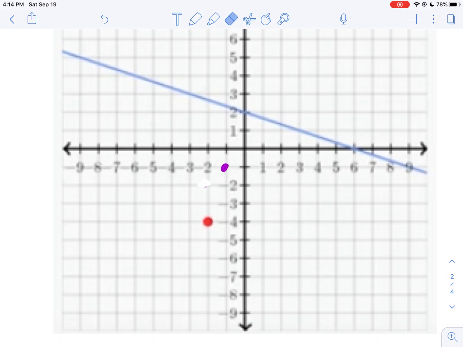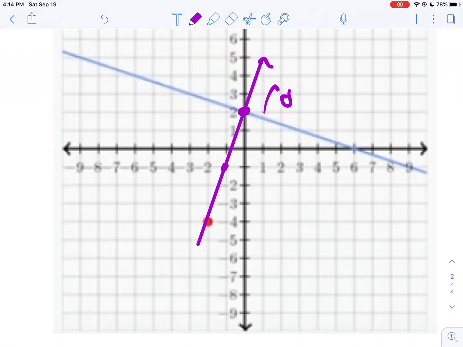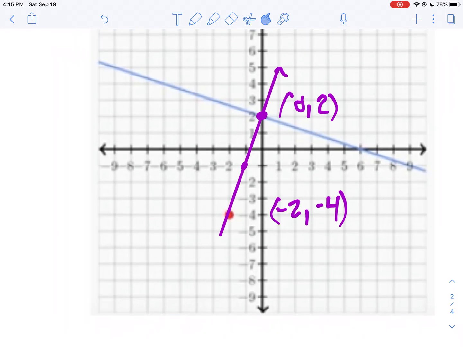Let me erase that point there. Up 1, 2, 3, over 1. Oh, look at that. It goes perfectly through this point. So the point that it goes through is 0, 2. So what I want to do is use my distance formula. I'm going to find the distance between -2, -4 and the point 0, 2.